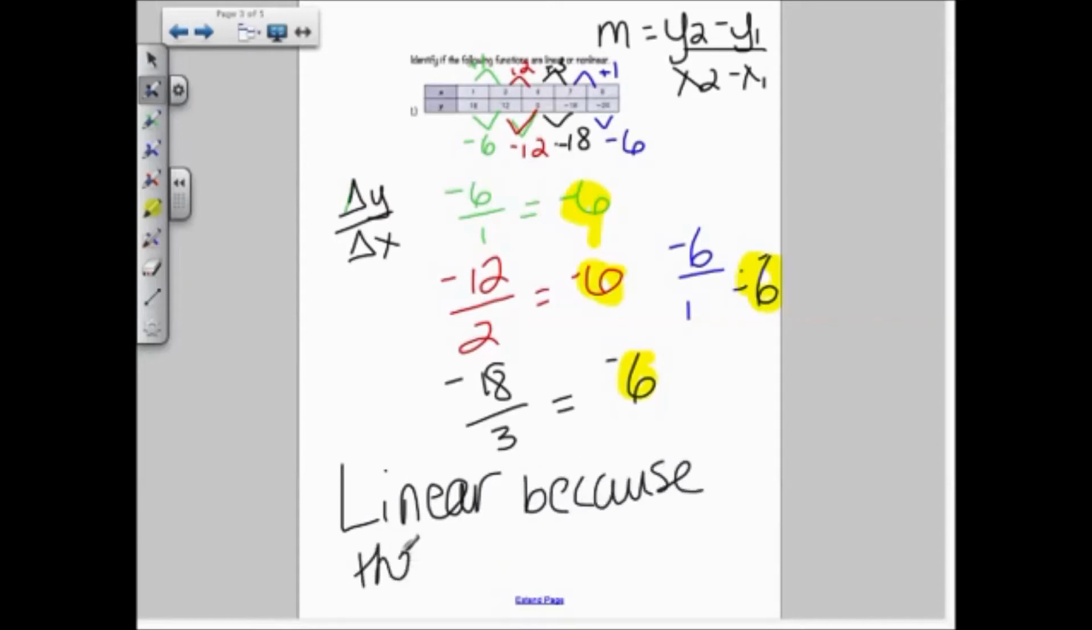So linear because the rate of change is constant. Hopefully that makes sense to you. We'll do another one just to make sure you're okay with this stuff.